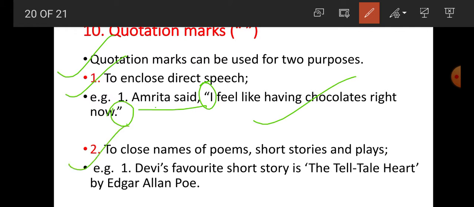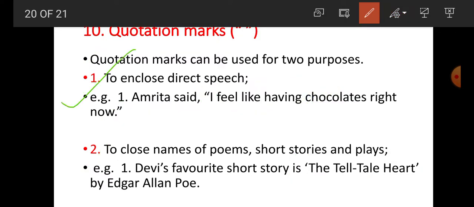Number two, student, to enclose names of poems, short stories and plays. For example, Devi's favorite short story is, here single quotation marks are used, 'The Tell-Tale Heart' by Edgar Allan Poe. So here, student, we have seen that there are two uses of quotation marks. Number one for direct speech, and number two to enclose names of poems, short stories and plays.